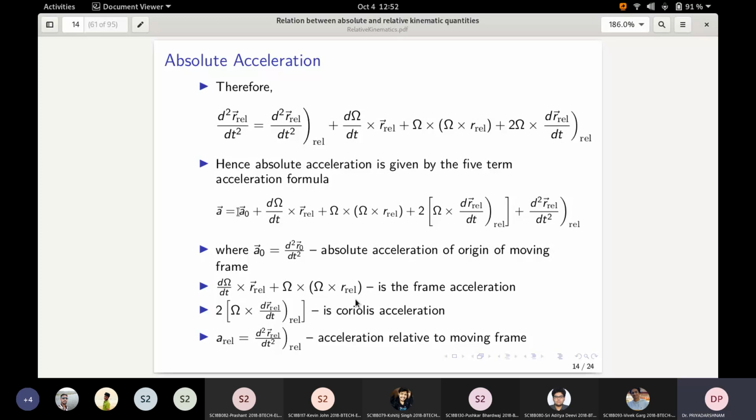Then you have the relative acceleration with respect to the moving frame if you are on the surface of the Earth. So that is your d square RL by dt square. RL is the relative position, d by dt of RL is the relative velocity with respect to the moving frame under consideration. And similarly, d square RL by dt square is your relative acceleration component. So this term is important.